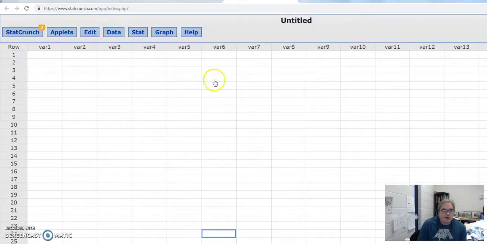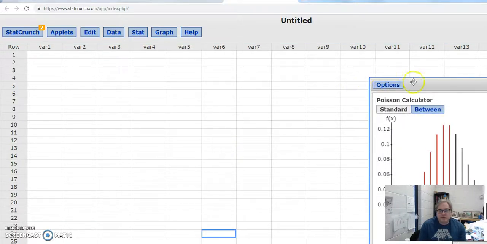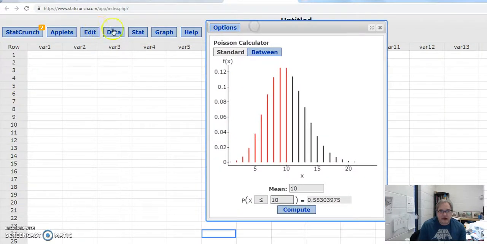Now, on to the Poisson. I'm not going to open notes for the Poisson. Poisson is a different situation. I'm just going to bring this up. Again, I went to Stat, Calculator, Poisson. And you'll see this is dependent only upon the mean. So the mean is something like the average amount of defects on a sheet of marble, or the average number of phone calls to a call center in 1 hour.